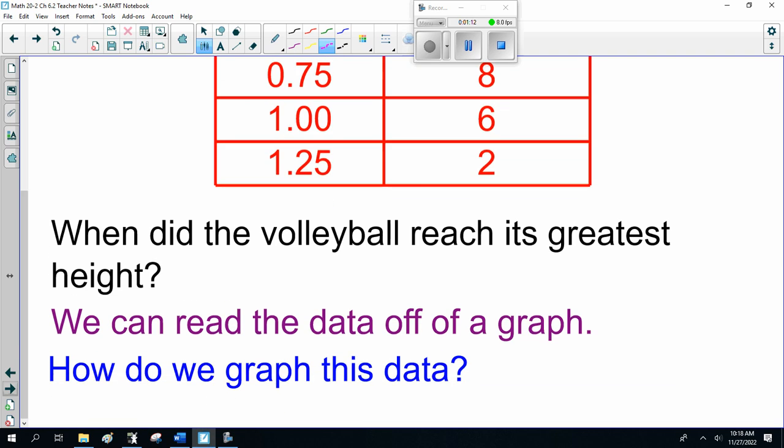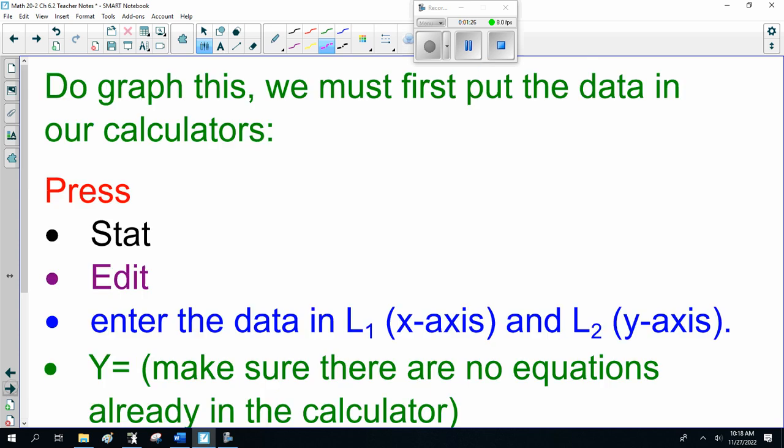When did the volleyball reach its greatest height? We can read the data off a graph. Now, that leads to the question, how do we graph this data? Notice it's not an equation. Well, we've done this before.